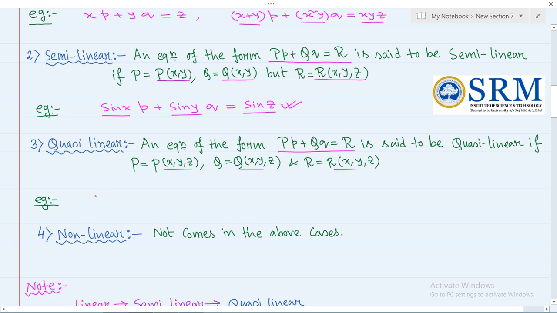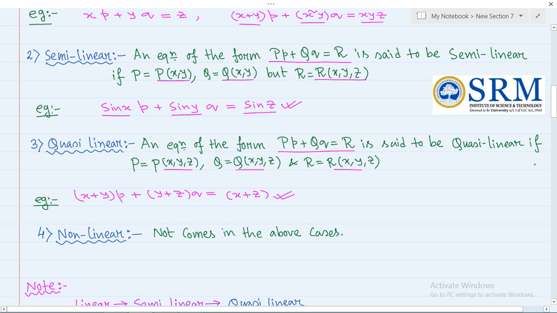So for example, say I am taking (x plus y) into small p plus (y plus z) into small q equals x plus z. What we can see here is that the coefficient of small p contains x and y only, and the coefficient of small q contains y and z. This type of thing we cannot do for the semi-linear or linear category. And the right-hand side is okay, a function of x, y, z. So this comes under the quasi-linear type of partial differential equation.